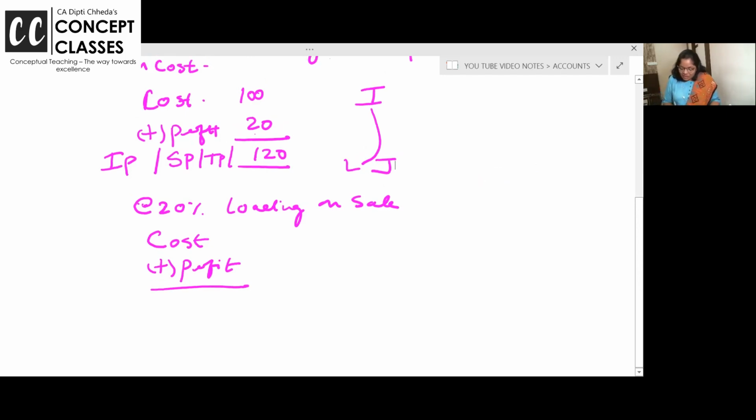So now this time the profit or loading is on sales. Can we take sales as 100? Whatever the percentage is on, take that as 100.